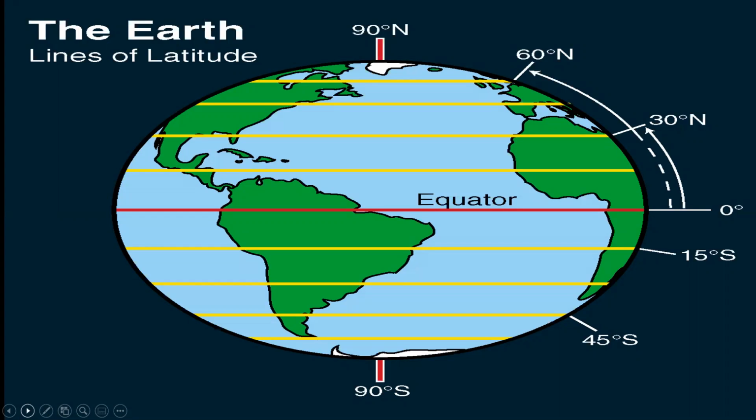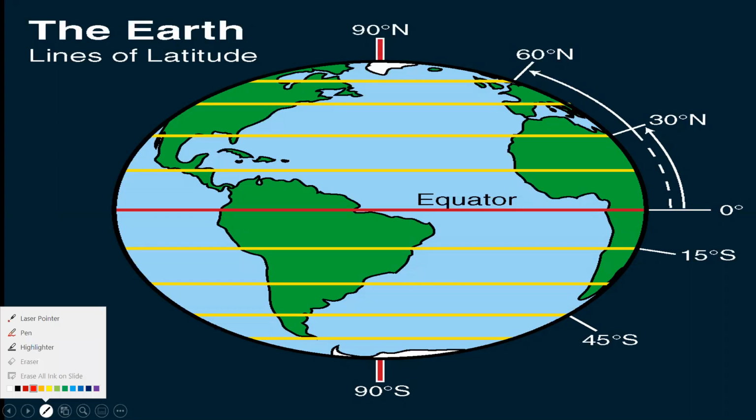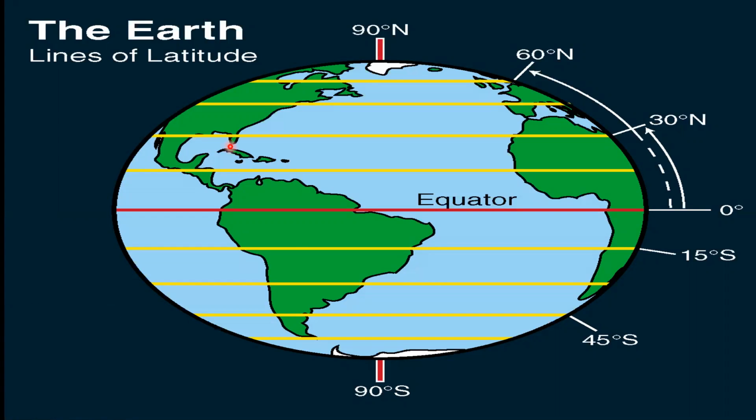Whereas the line of latitude that divides the earth into two equal parts is known as equator. Right over here, this red line is labeled as equator as it divides the earth into two equal parts. Whereas this equator is 0-degree latitude.